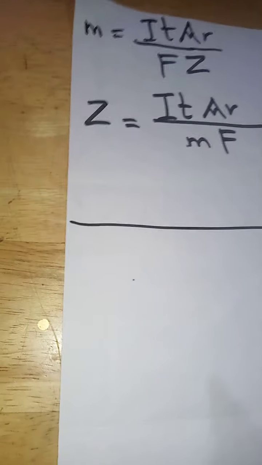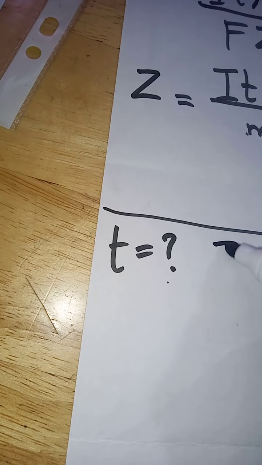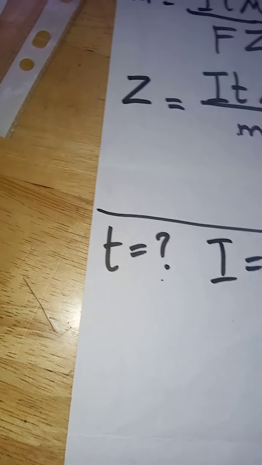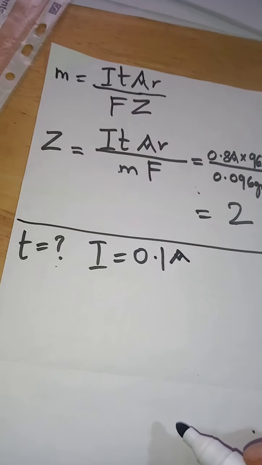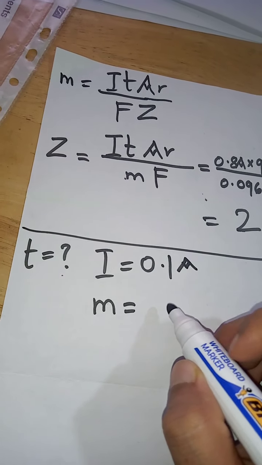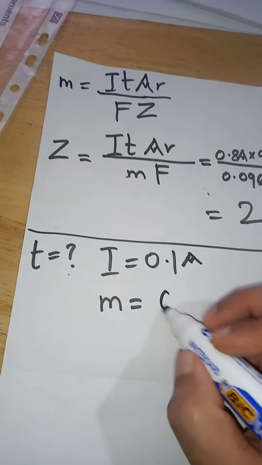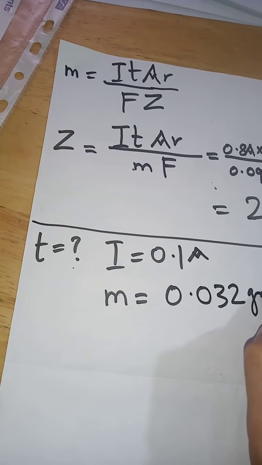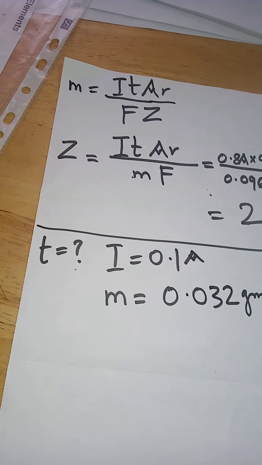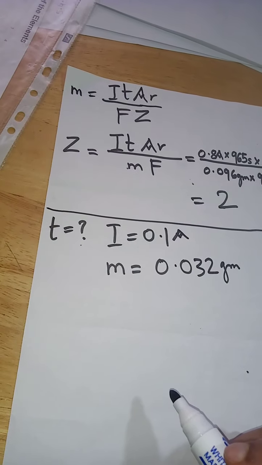Now, the next question I'd like to pose is for how long. I want you to find the time when the current is 0.1 amp and the mass deposited of copper from an electrolytic aqueous solution of copper 2 sulfate is 0.032 grams. So yeah, so the moles. So basically, I want you to find out the time.